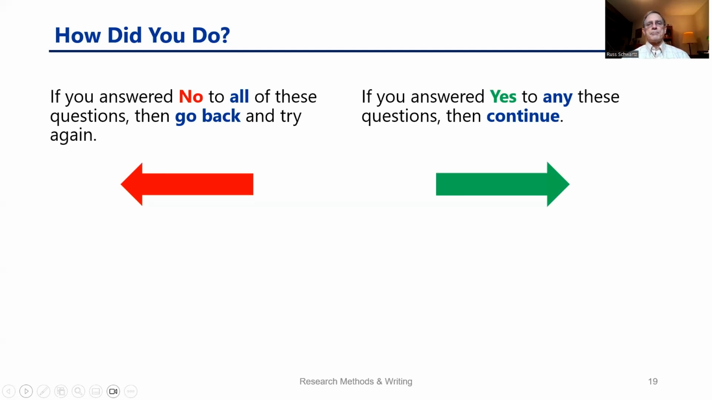So again, looking back at how you just answered those questions, if you answered no to all of the questions, then you probably haven't got a good research topic. So go back and try again. But if you answered yes to any of those questions, then chances are you've probably got a good research project. So continue.